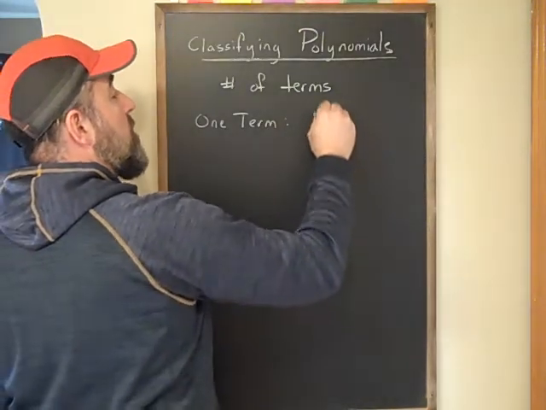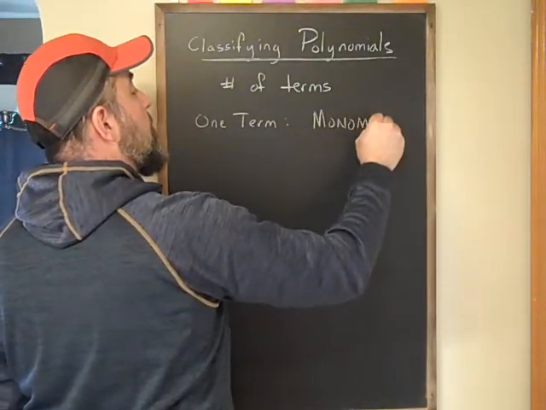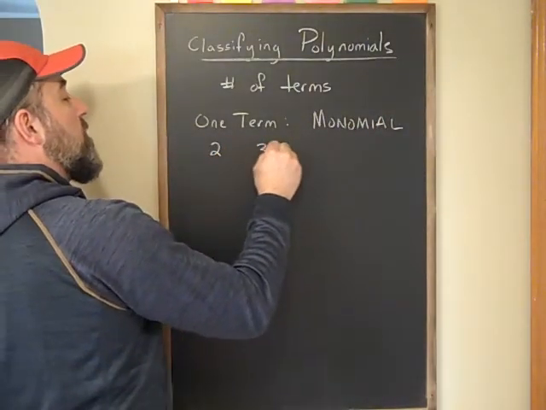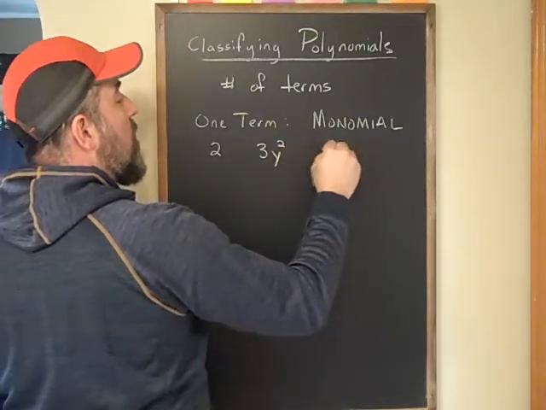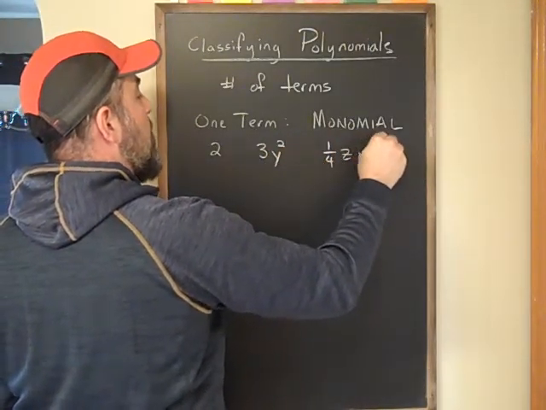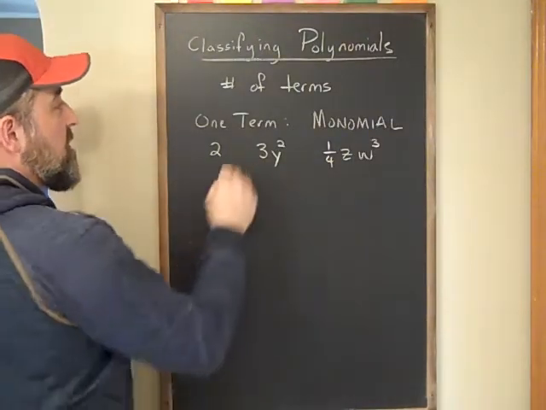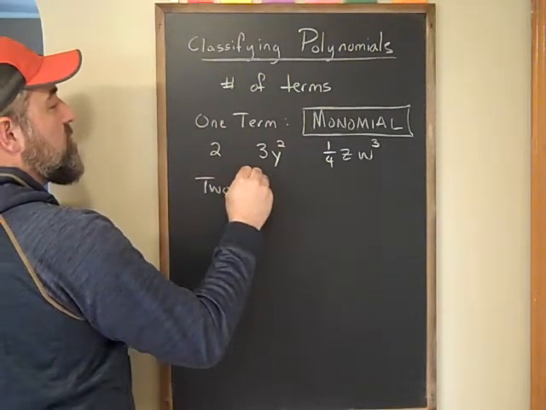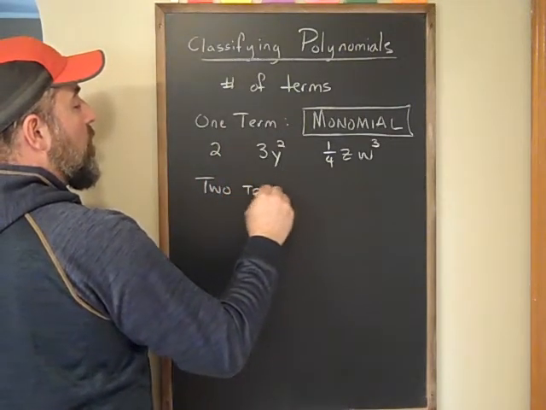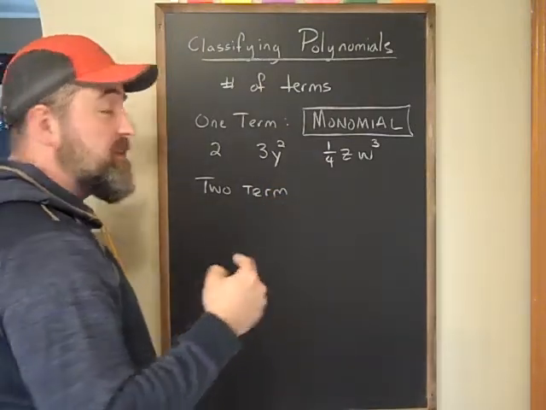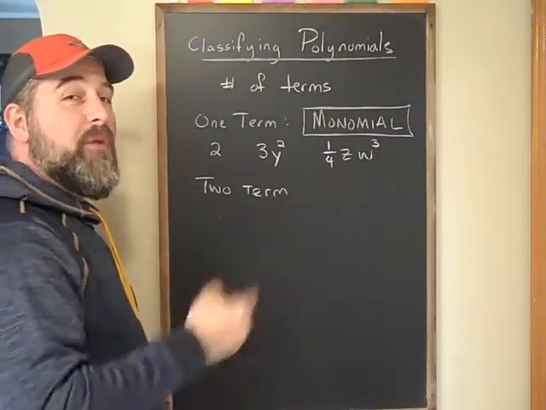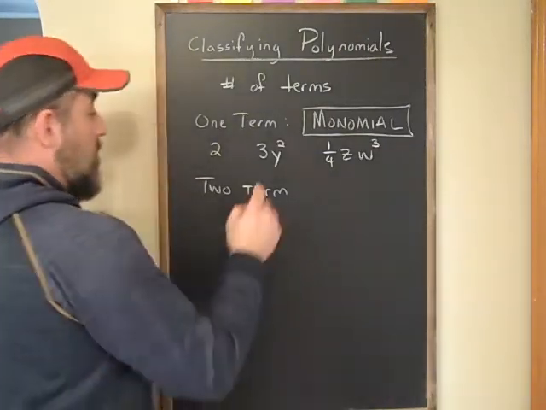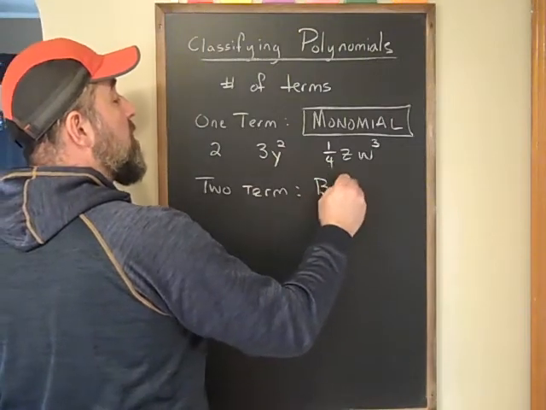A one-term polynomial is called a monomial. So that's your 2, your 3y squared, your 1/4 zw to the third. All of those would be categorized as monomials. If the polynomial is 2 terms, and what a 2-term polynomial is, it's a polynomial that has 2 monomials being added that can't simplify to be one monomial. So a 2-term polynomial, we call it a binomial.